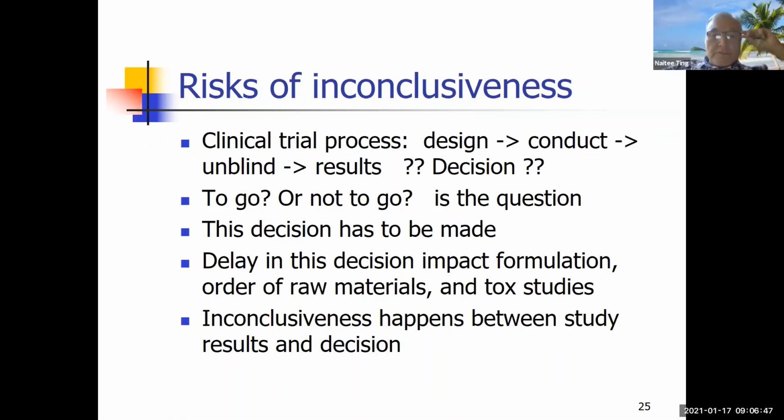So what is inconclusiveness? The clinical trial process goes like this: design, conduct, unblind, you get results, and you make a decision. All right. The question of POC is to go or not to go. So we have to make that decision. How do you make that decision? And this decision has to be made; in other words, there's nothing in between. Delaying this decision will impact formulation, order of raw materials, and tox studies. Inconclusiveness happens between study results and decision. Between study results and decision. Okay.